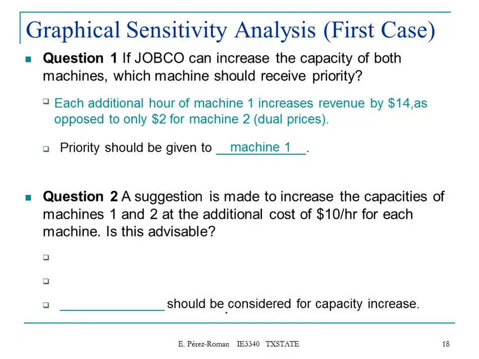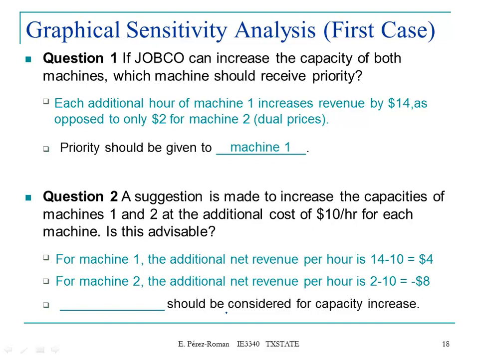Yes, correct. So for the first machine, you can add that cost. You will still have a $4 profit. But for the second machine, if you have a cost of $10, then you're going to affect your revenue because you're only making $2. So the answer, of course, for machine 1, the additional net revenue per hour is $4. But for machine 2, the additional net revenue per hour is negative $8. So that would not make sense in terms of your revenue.